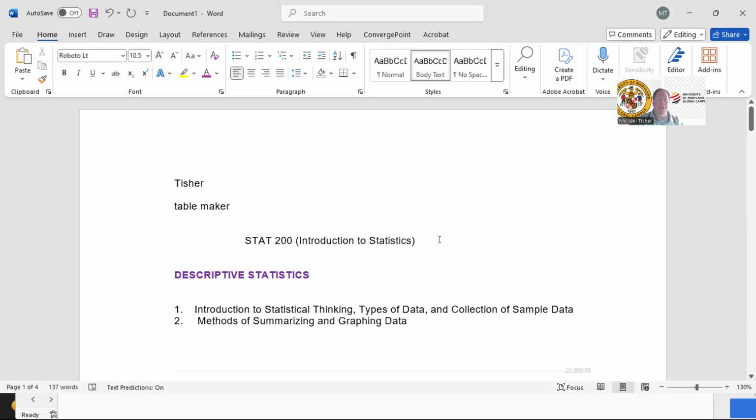So STAT 200 is all about an introduction to statistics. First, we're going to cover what's called descriptive statistics. Descriptive statistics is the act of collecting data and using math to analyze that data to make some kind of conclusion or some prediction.